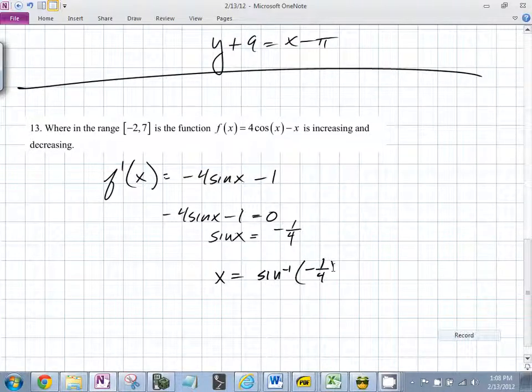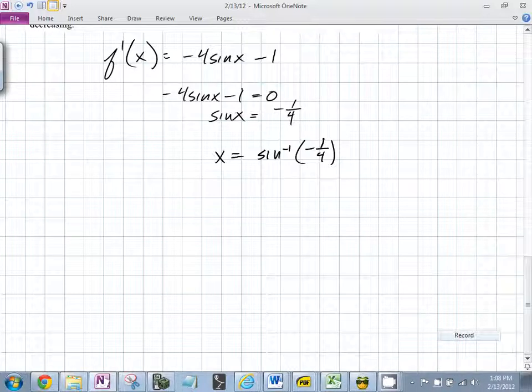Now here's the thing. Is that a nice trig value? Just shake your head no. That is not a nice trig value. You kind of think it is because it almost looks like a half. But is 1/4 anywhere on the nice unit circle? No. So what would you have to use?